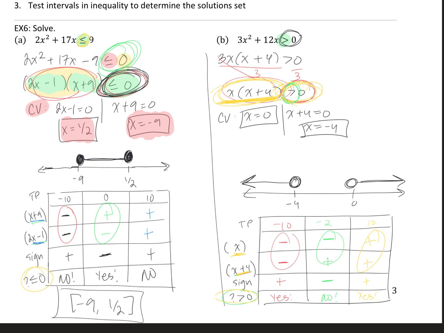So again, those are my answers. Those are the numbers that work. So in interval notation, we start from -infinity, continue to -4, not including it, union, where we pick up again is at 0, and continue on to positive infinity.